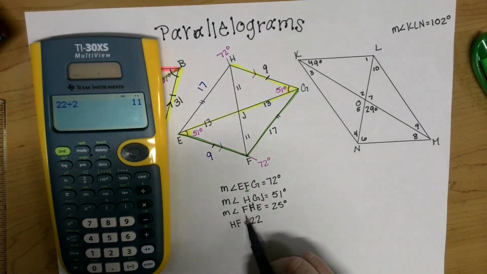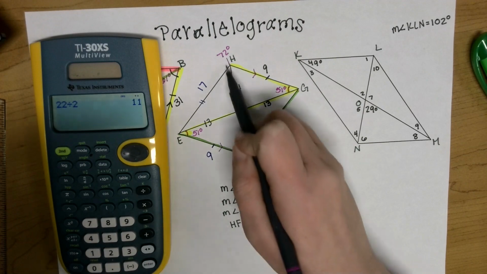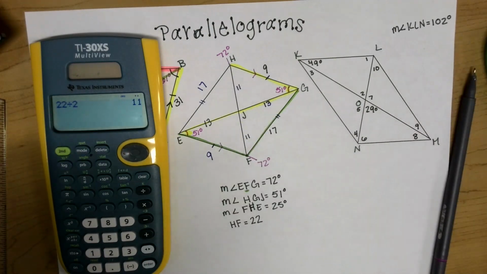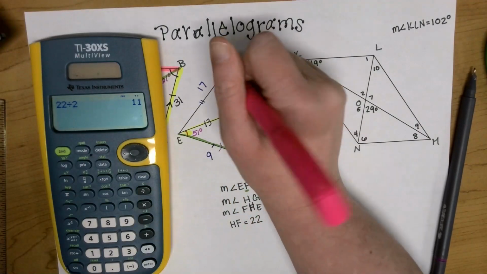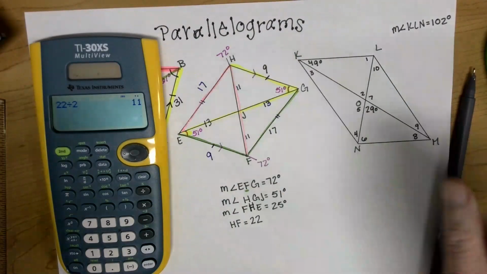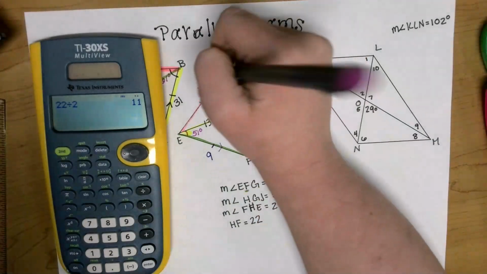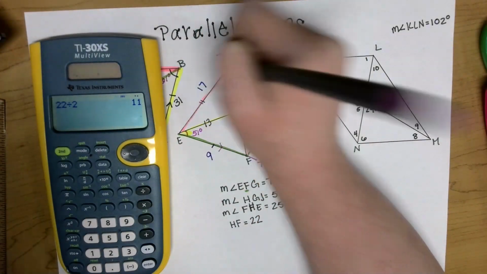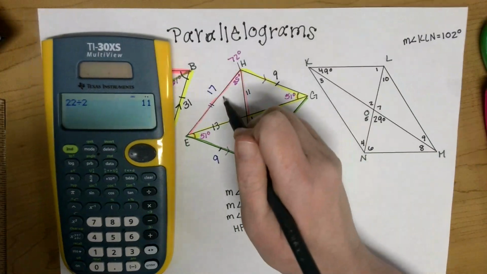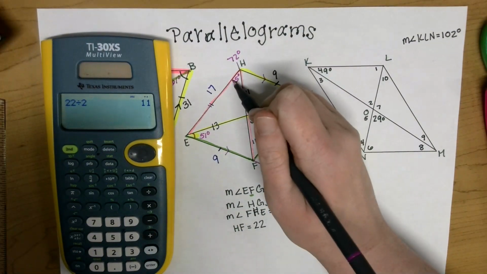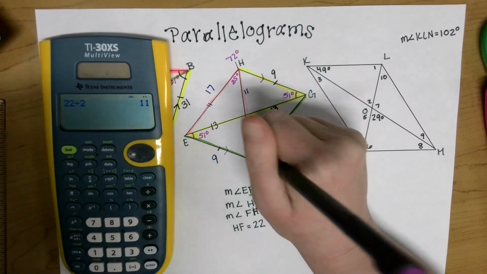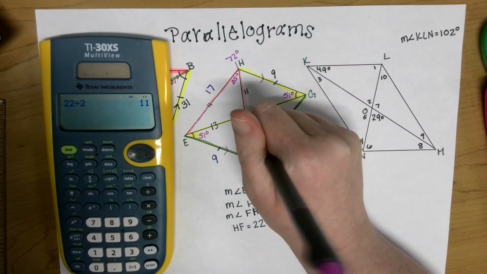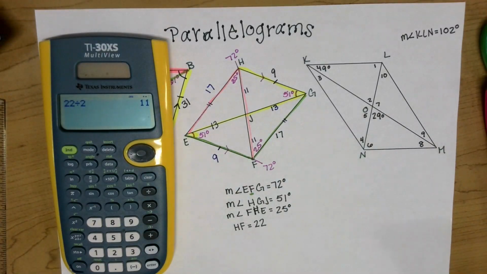Okay, FHE. So F to H to E is 25 degrees. Okay, and again, this is parallel to this. So alternate interior angles, we have this angle is congruent to this angle. So this angle is 25 degrees as well. Okay, so that's everything we have so far.